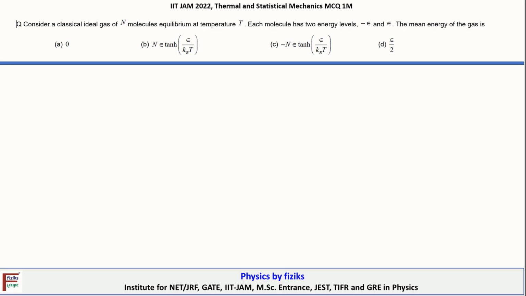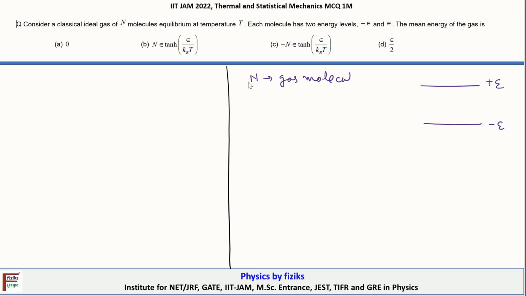The mean energy of the gas is, okay, so we can find the expression for the mean energy by making use of the partition function approach, and the energy levels which are accessible to the n gas molecules are having energy minus E and plus E. Okay, so we are having n gas molecules, that is given to us.